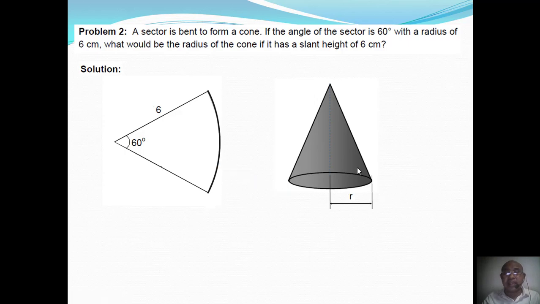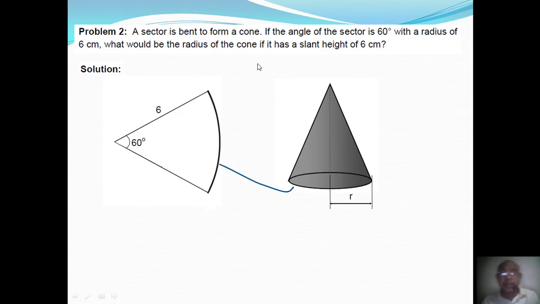The slant height is also 6. Of course, because this is the radius of the sector, 6 centimeters. That is also equal to the slant height of the cone. So notice that this circle here at the base of the cone is also the same length as the arc of the sector here. Can you follow? You will roll this, meaning this becomes the circular base of the cone.